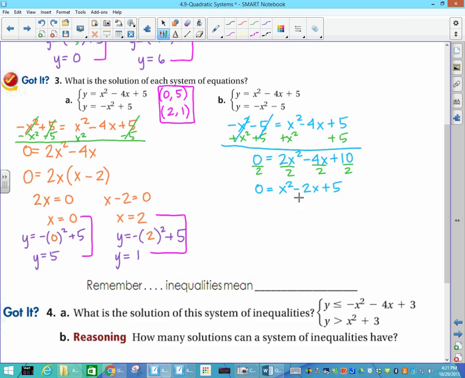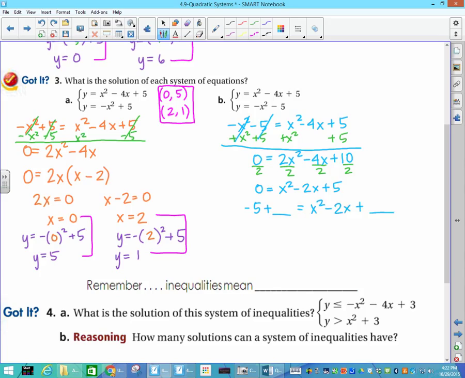So factor it. Do the factors of 5 add to give me 2? No, they're not. Okay, so you can put it in the quadratic formula. I'm actually going to complete the square, y'all, because I have an even number here, and that's 1. So I'm going to take my 5 to the other side, which is going to be negative 5 plus blank equals x squared minus 2x plus blank.